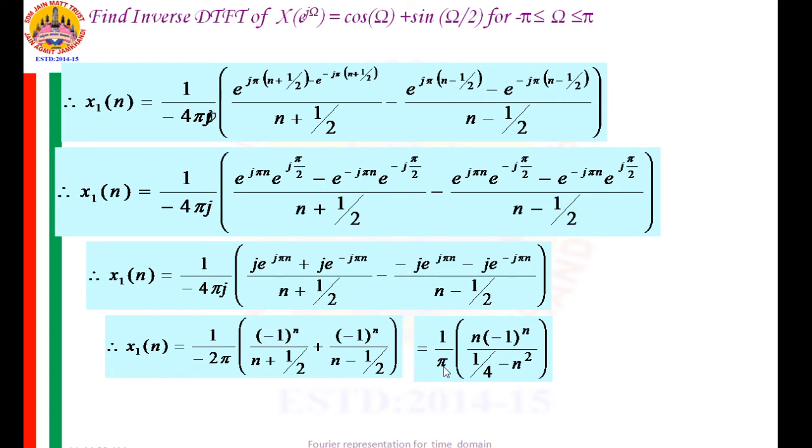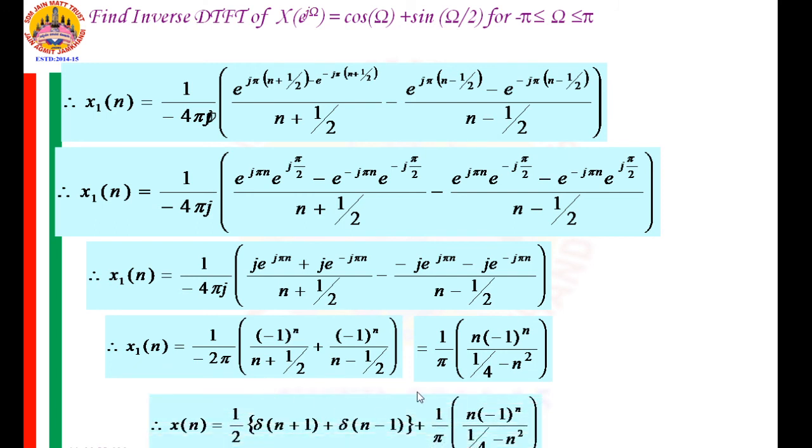So this is j by pi. Just verify whether whatever I have done with this j which I have cancelled out over here, so just do it once again and score it. Now we have this x1 of n and x2 of n, and then overall x of n will become the addition of the two, that is x1 of n and x2 of n.